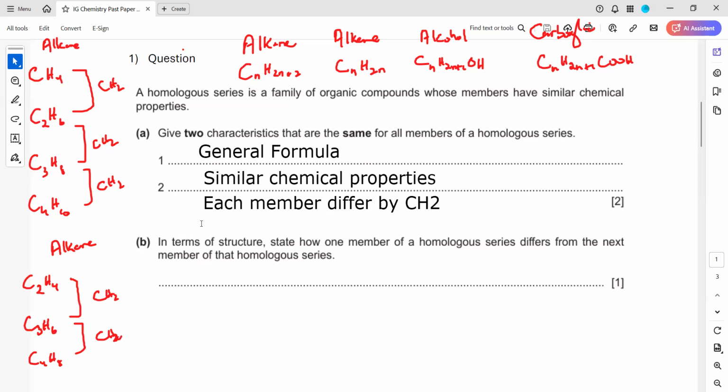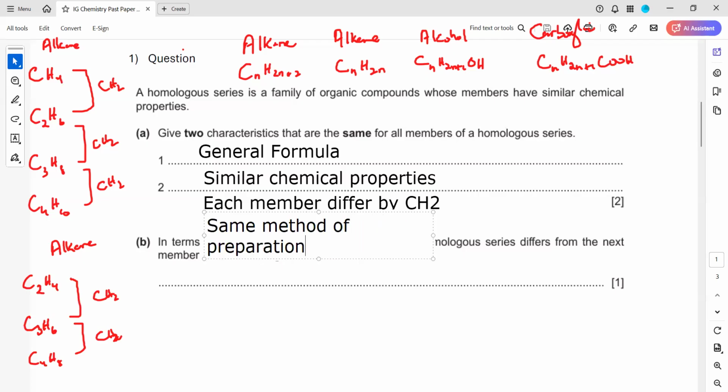Another characteristic is that they have the same method of preparation. This means that if I want to prepare ethene, propene, butene, I can use the same method and it will give the same result. So we can produce or prepare them by the same method.